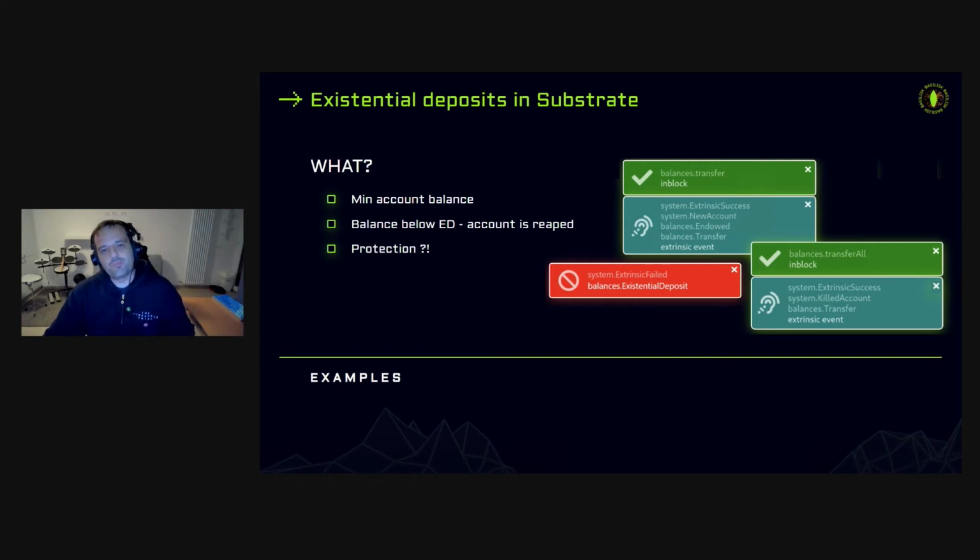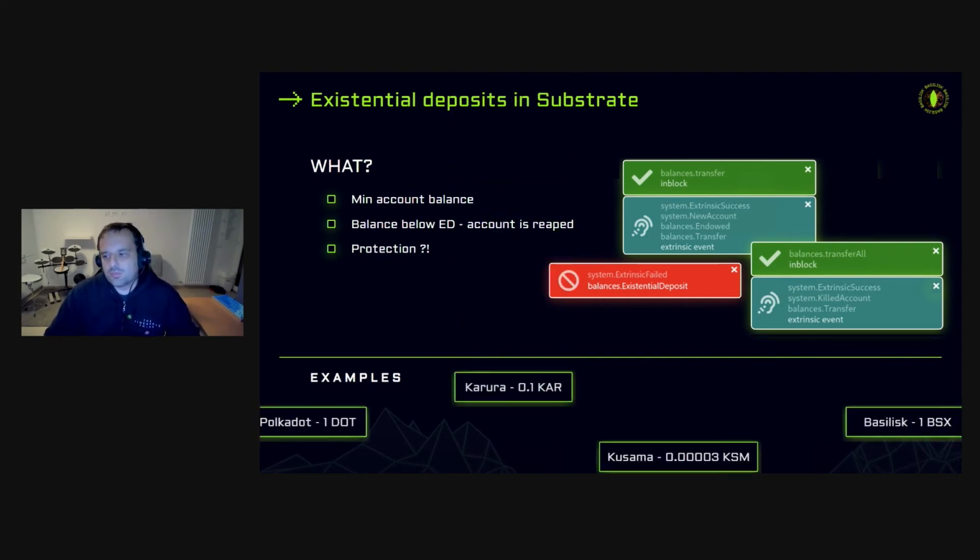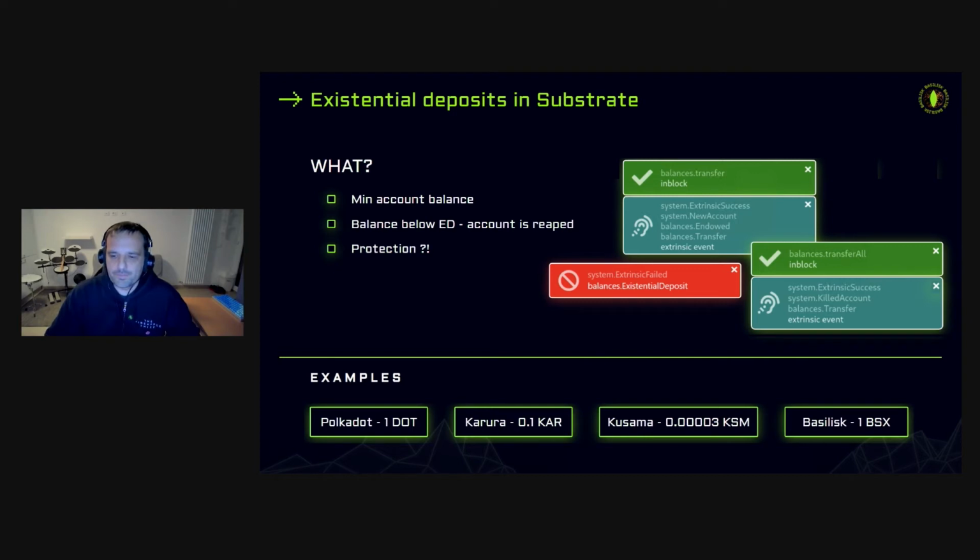Each chain can obviously set its existential deposit differently. So let's have a look at some examples. You probably know that Polkadot has currently set its deposit to 1 DOT, Karura 0.1, Kusama some very low number, and Basilisk has currently set its deposit to 1 BSX.